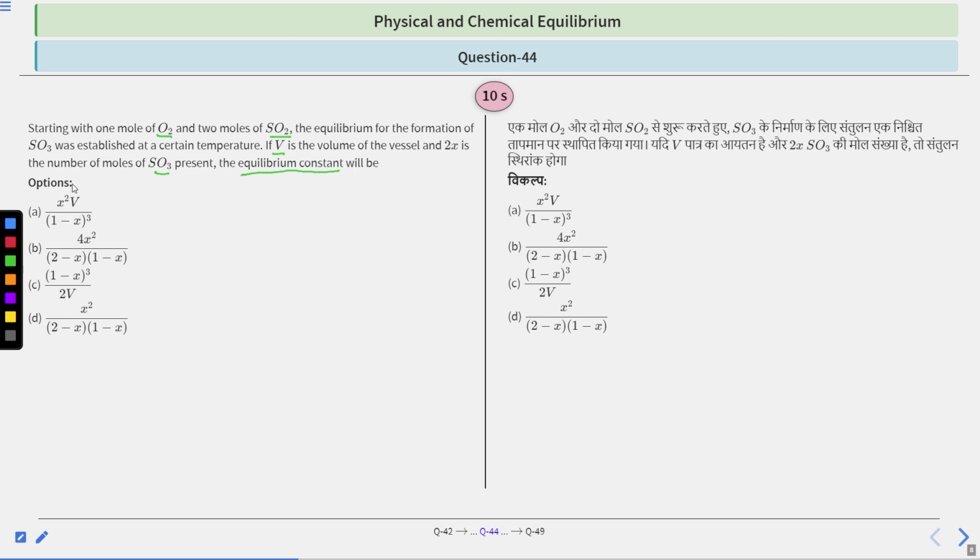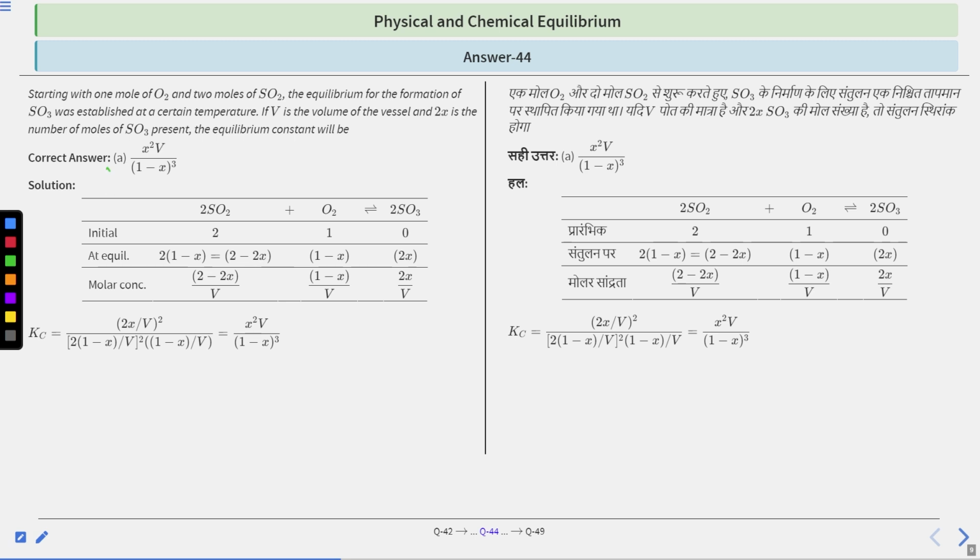Options are: x square V divided by (1 minus x) whole cube; 4x square divided by (2 minus x) into (1 minus x); (1 minus x) whole cube divided by 2V; x square divided by (2 minus x) into (1 minus x). So you have 10 seconds to solve this question. After that, we will see what the answer is. Okay. So the correct answer is option A, x square V divided by (1 minus x) whole cube.